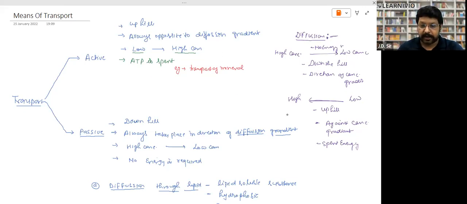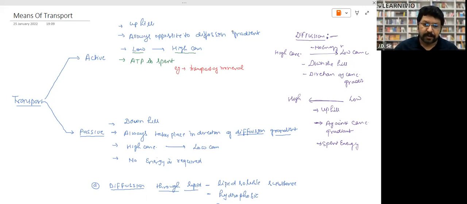I have written it over here, right? This is called uphill transport, and now the transport is against the concentration gradient. When you move against the concentration gradient, against the natural direction, then you have to spend energy. And the same thing is happening over here, right? When the movement of substances takes place against the concentration gradient, we have to spend energy. When it takes place in the direction of the concentration gradient, we do not need to spend energy, right?